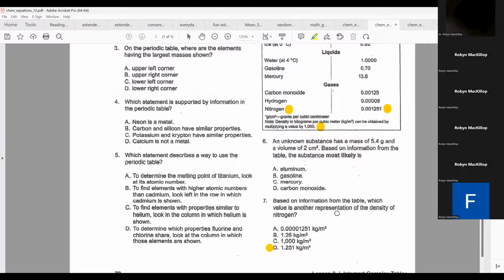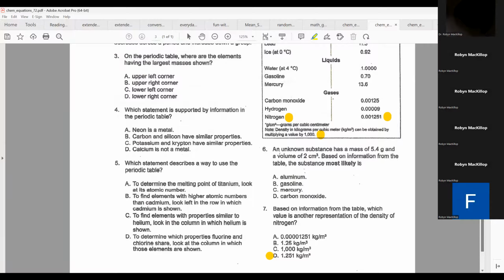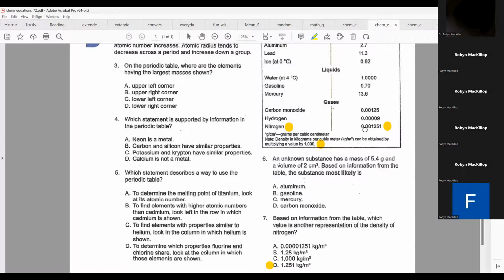And see, this was another one where it could seem complicated because you found nitrogen and clearly the density doesn't match any of your answers. But the key was right here in the footnote. Take that density and multiply it by 1,000, and it's right there. So don't be too concerned about graphs and tables, especially in science. There's almost always a clue within them. So this was really nice to have the note.